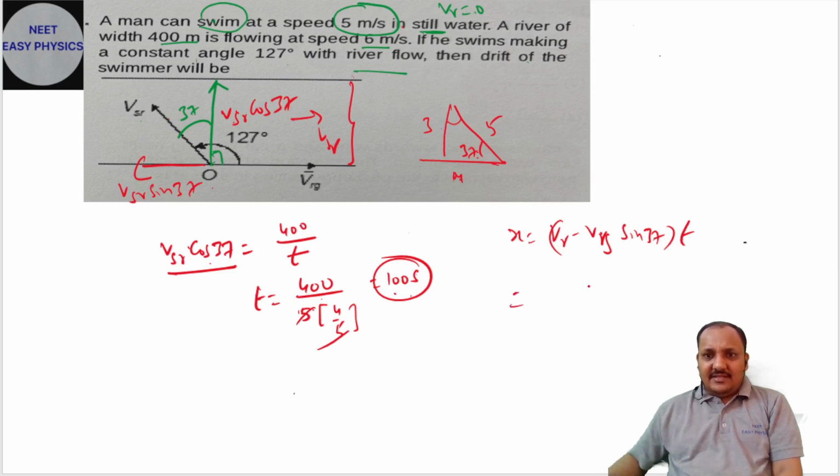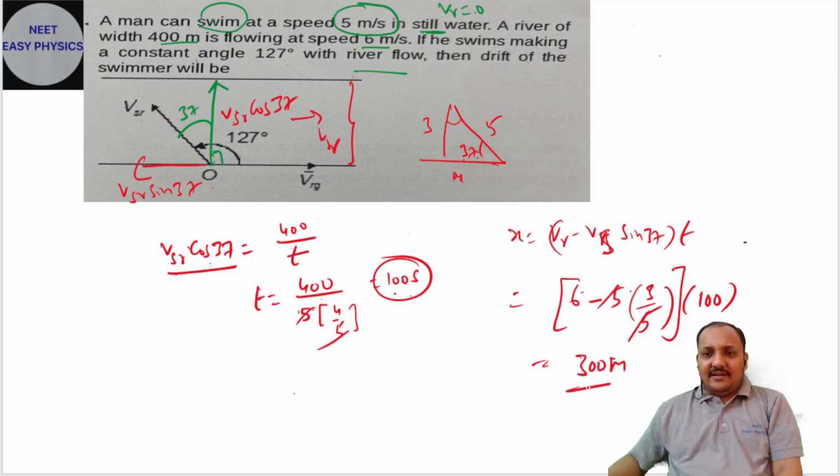So this t is 100 seconds. Velocity of river, how much did they give? 6, minus velocity of swimmer with respect to river 5, sin 37 is 3 by 5, into t, 100. The 5 will be cancelled. 6 minus 3 is 3. So 3 into 100 is 300 meters. The drift is going to be 300 meters.